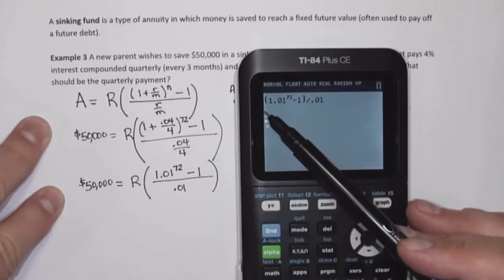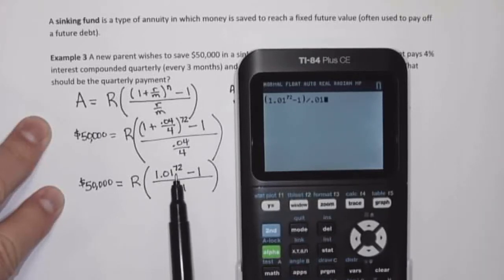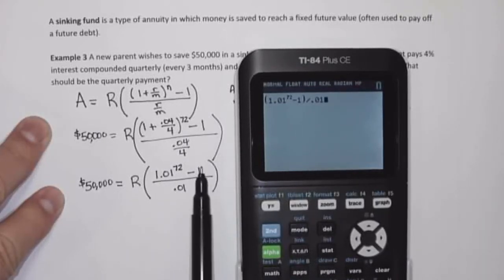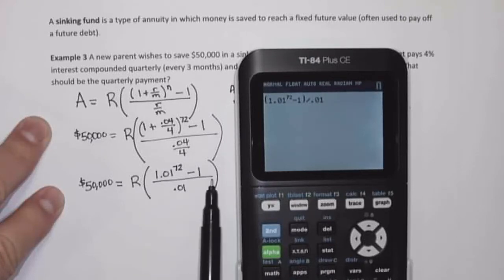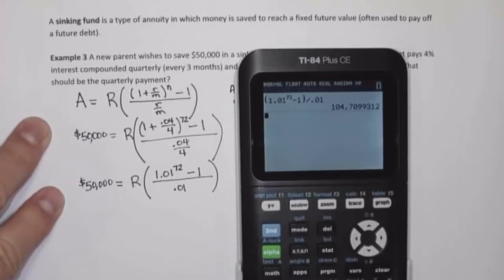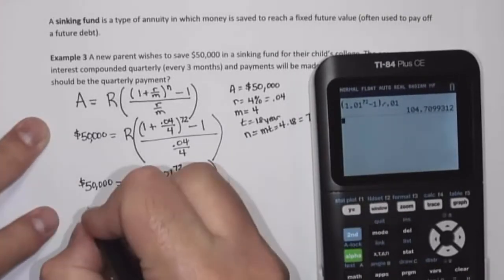So that's why I have parentheses 1.01 raised to the 72 power minus 1, close the parentheses, because I'm dividing all of that by 0.01. And that is 104.7099312.